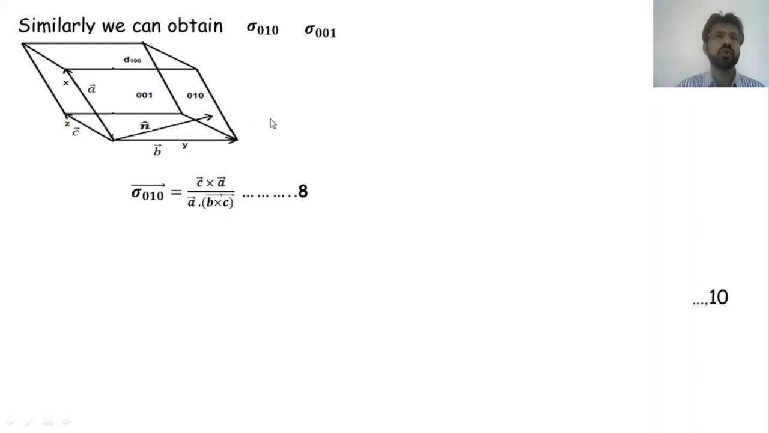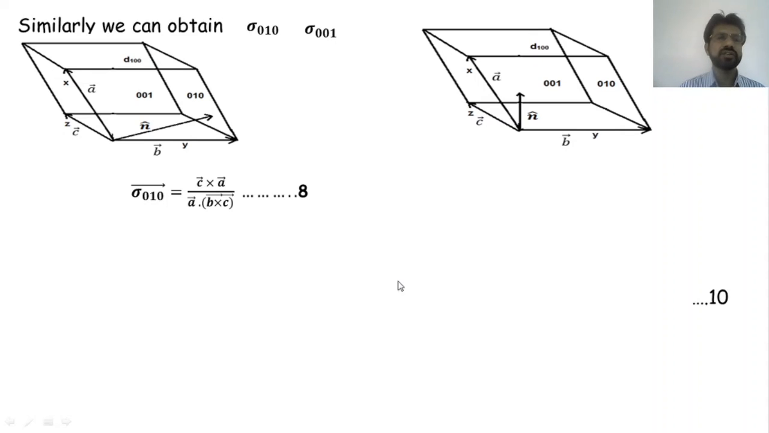Now we first draw the normal to the plane 0, 1, 0, and similarly we can write the expression for the vector sigma 0, 1, 0, which is equal to vector c cross vector a divided by vector a dot vector b cross vector c. The same thing applies in the case of the sigma 0, 0, 1 plane.